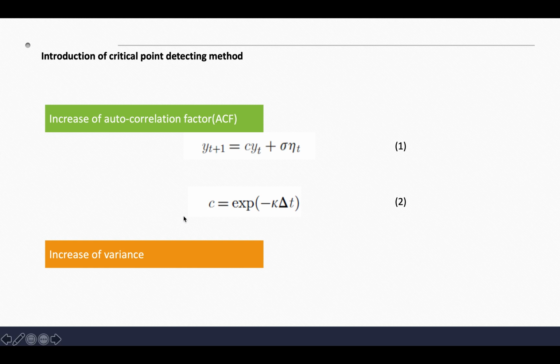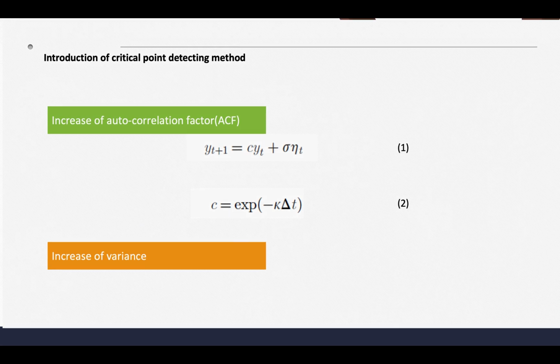The correlation factor C tends to 1. And increased variance in the pattern of fluctuations is another possible consequence of critical slowing down as the critical transition is approached. Critical slowing down could reduce the ability of the system to track the fluctuation and thereby produce the opposite effect on the variance, which means that the variance increases as the system approaches the critical point.